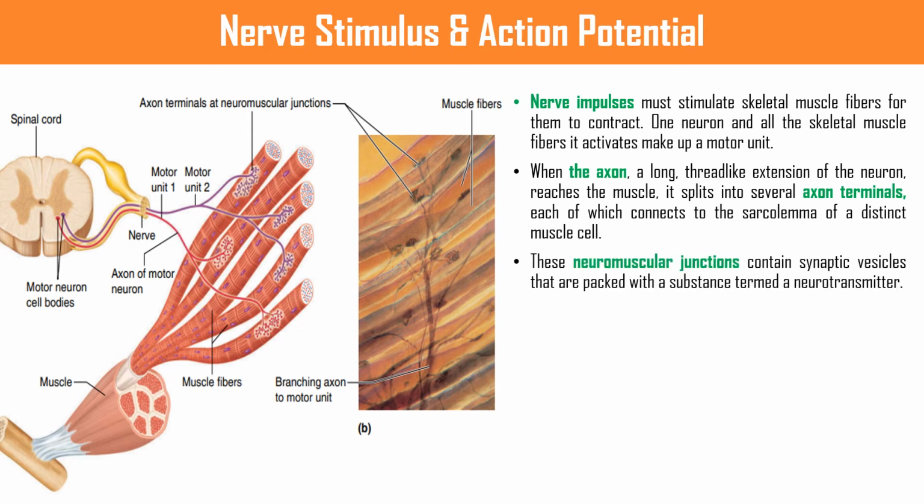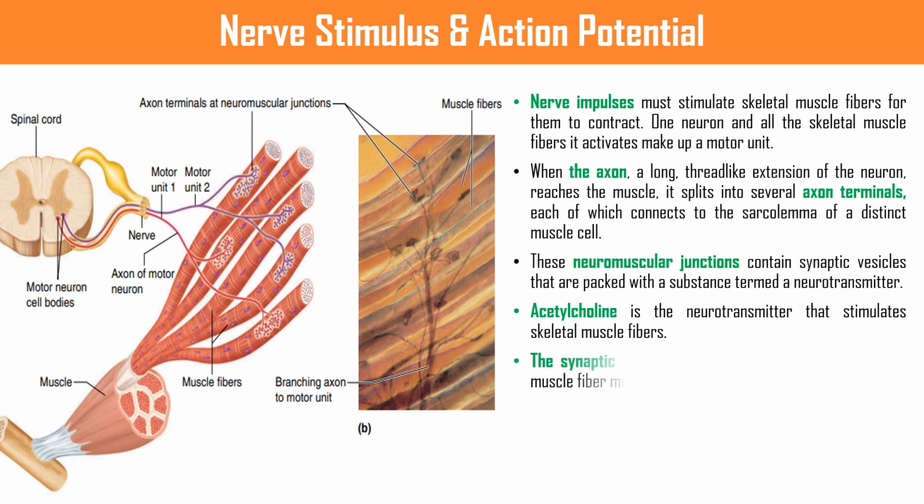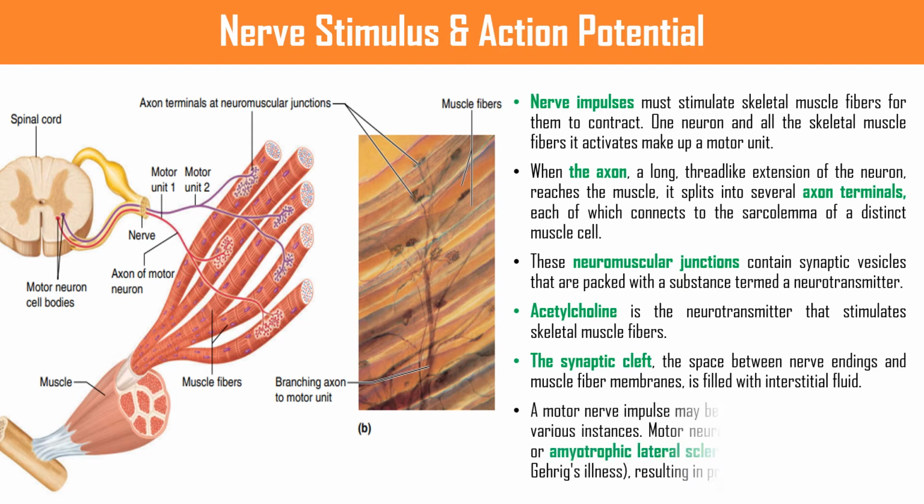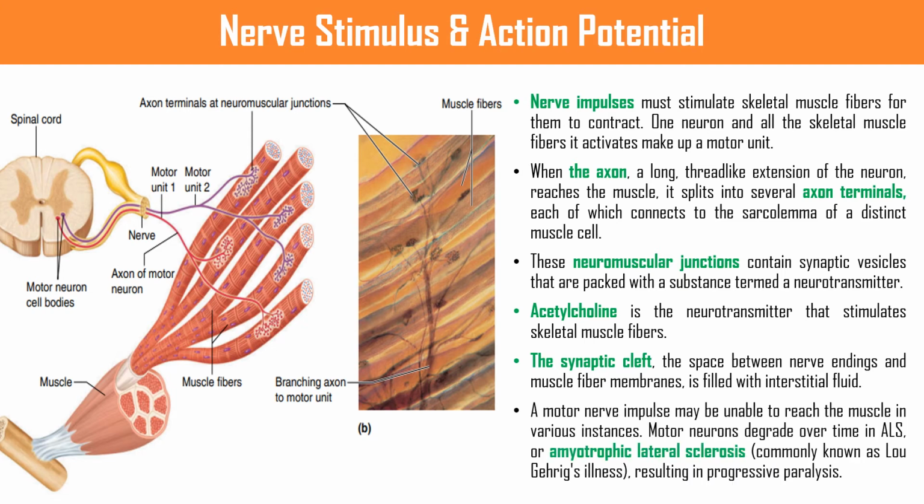These neuromuscular junctions contain synaptic vesicles that are packed with a substance termed a neurotransmitter. Acetylcholine is a neurotransmitter that stimulates skeletal muscle fibers. The synaptic cleft, the space between nerve endings and muscle fiber membranes, is filled with interstitial fluid. A motor nerve impulse may be prevented from reaching the muscle in various instances. Motor neurons degrade over time in amyotrophic lateral sclerosis, commonly known as Lou Gehrig's disease, resulting in progressive paralysis.